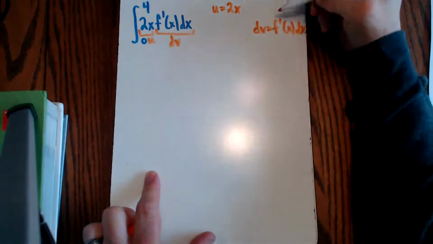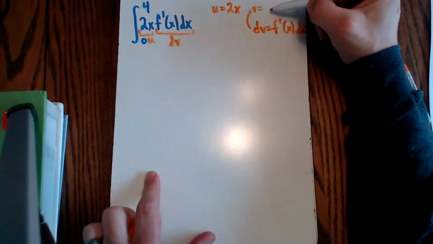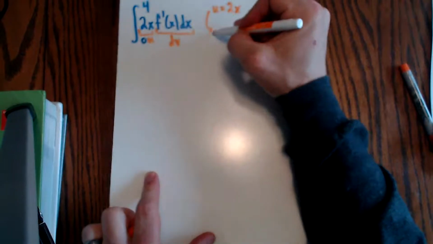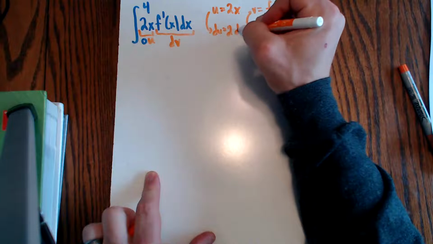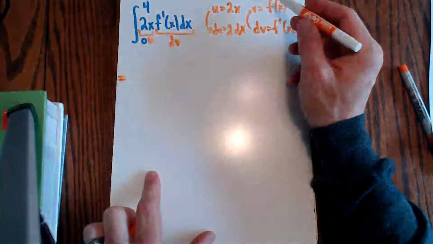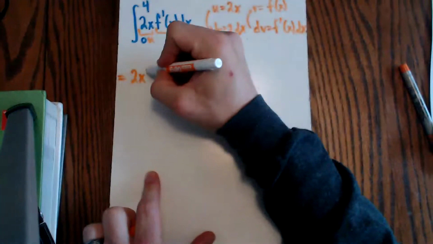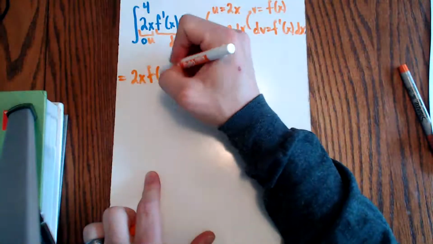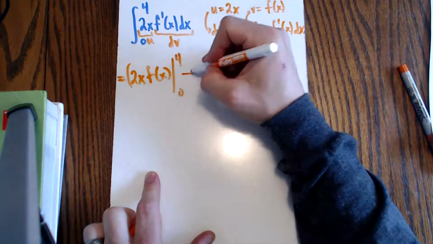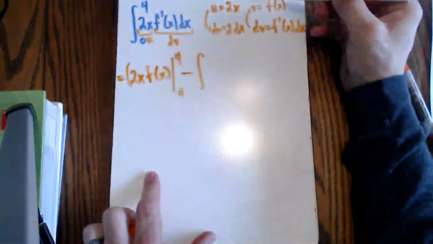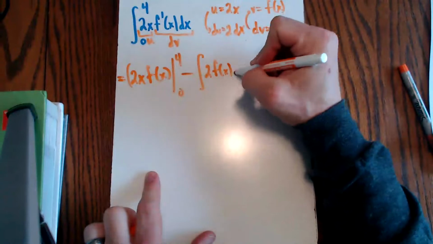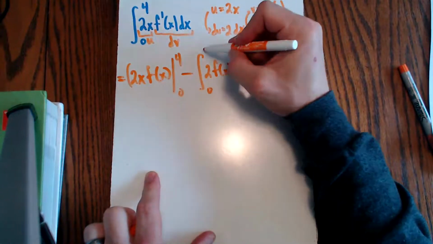Okay, so if dv was f prime, that means that v was f. That would make the derivative of v f prime. If u is 2x, that means the derivative of u is 2 times dx. So let's write things down now. We need uv, so that's 2x f of x. That part needs to be evaluated from 0 to 4. Then uv minus the integral of v du. So that's 2 f of x dx, and that's also evaluated from 0 to 4.